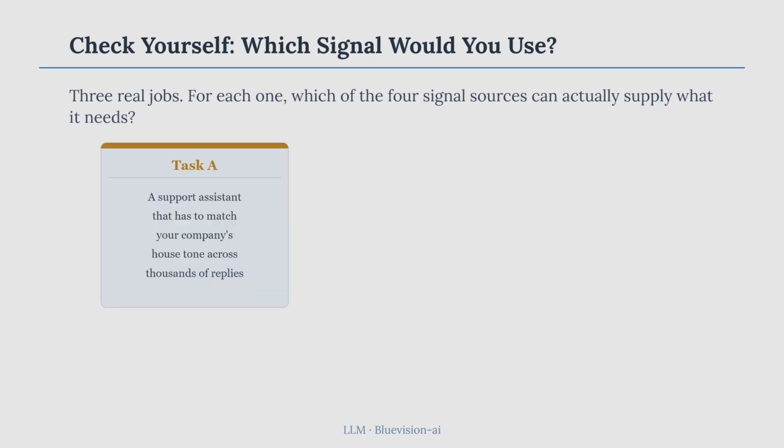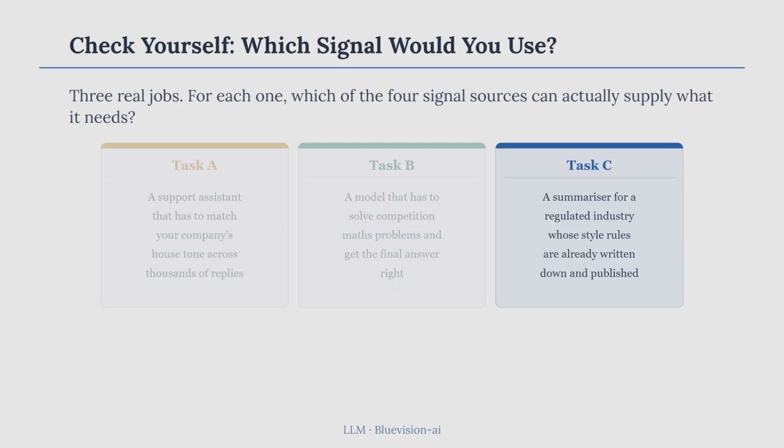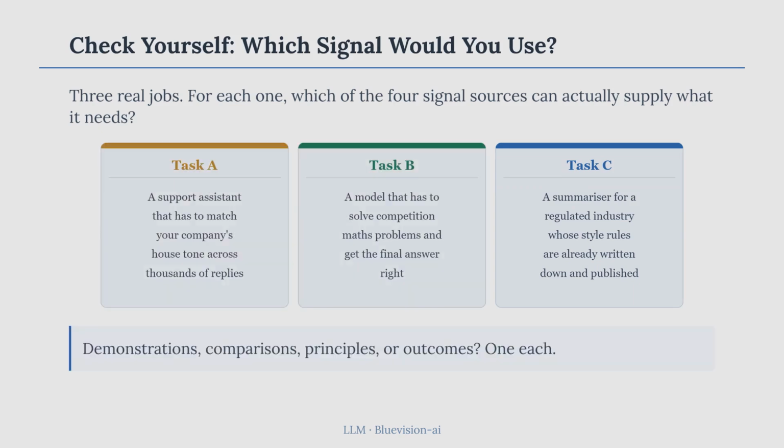Task A, a support assistant that has to sound like your company across thousands of replies. Task B, you need a model that solves competition maths problems and gets the final answer right. And Task C, the last one, you're building a summarizer for a regulated industry, where the style rules are already written down and published. Demonstrations, comparisons, principles, or outcomes. One each. Have a think.